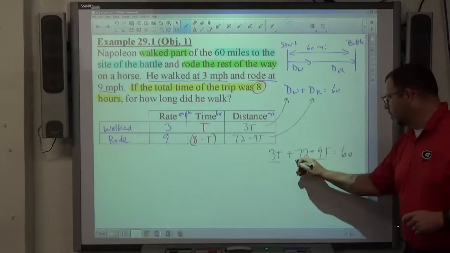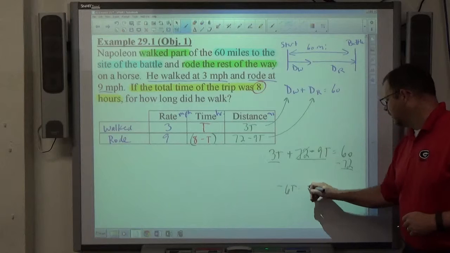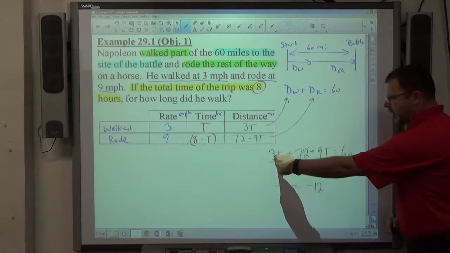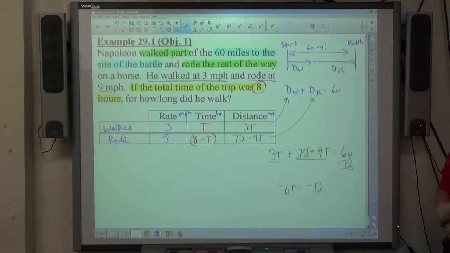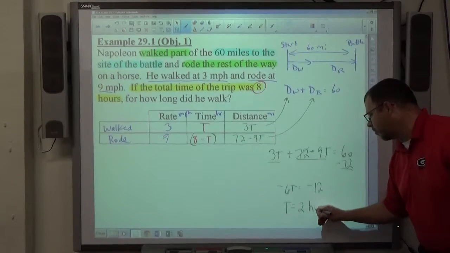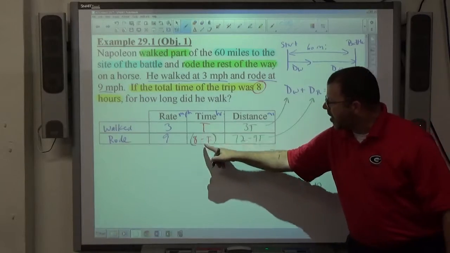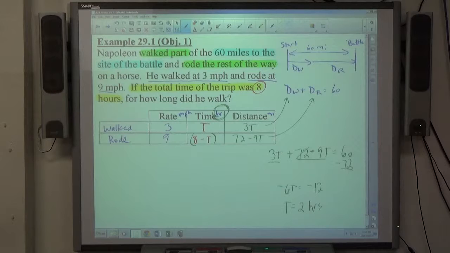I'm going to move the 72 over here to the other side, so I get negative 6t is equal to negative 12. 3t minus 9t is negative 6t. 60 minus 72 is negative 12. In both cases I'm subtracting because the signs are different. In both cases negative because the bigger number is negative. Dividing both sides by negative 6 gets me t equals 2 hours. Notice t is in the time column. The time unit is hours, so that's what t represents, 2 hours.